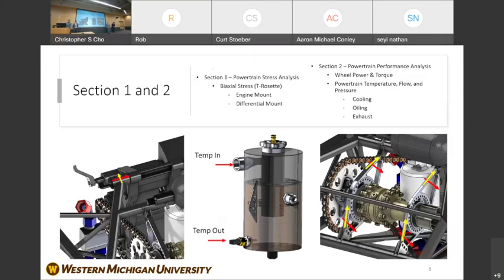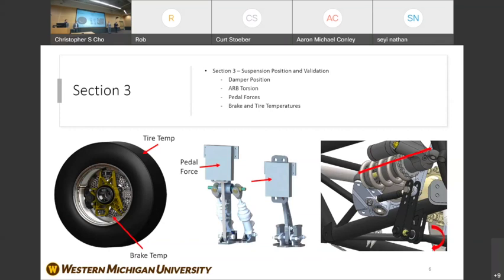So our project is split into three sections. The first section is powertrain stress analysis, where the biaxial state of stress was measured on both the engine and differential mounts. Our second section is powertrain performance analysis, where the critical systems of our powertrain were analyzed doing dyno and track testing. Our final section of our report is suspension validation, where track testing was performed in order to ensure that the suspension was working as intended, as well as creating new benchmarks and design constraints.